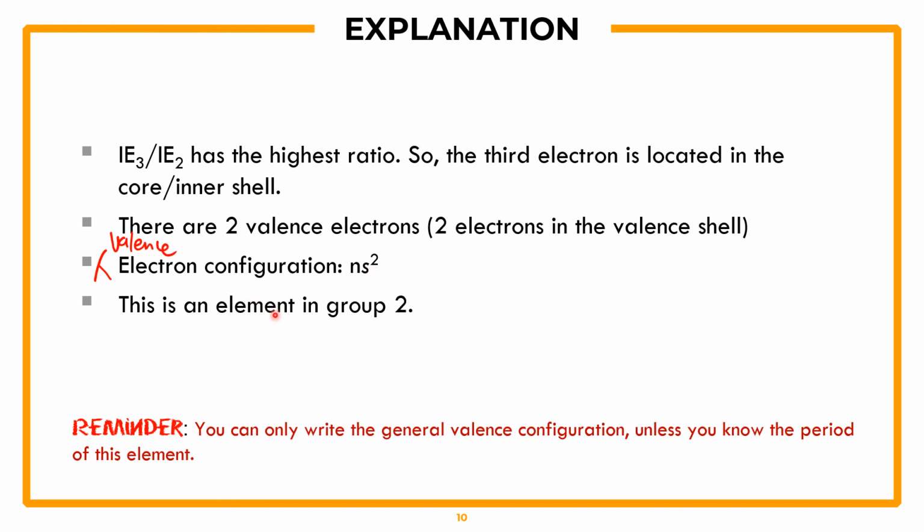So, this element is a group 2 element. Okay, boleh dapatkan full electronic configuration tak? The answer is cannot. Sebab dalam soalan tak diberi langsung information tentang period.